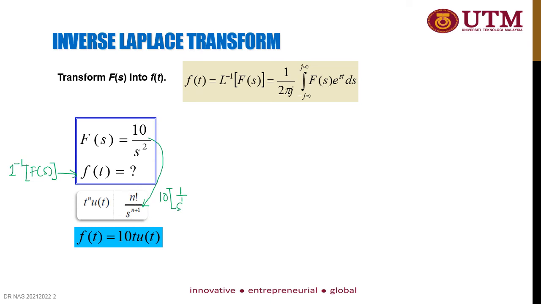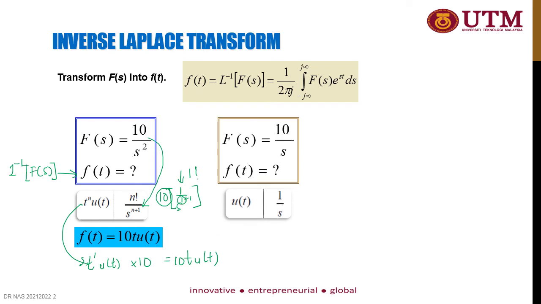So 2 equals 1 plus 1. From here you know that your n equal to 1. So here is 1 factorial. Now you know your n equal to 1, so it is equal to t to the power of 1 u(t). And don't forget you have 10 here, so it is multiplied with 10. So it is 10 t u(t).